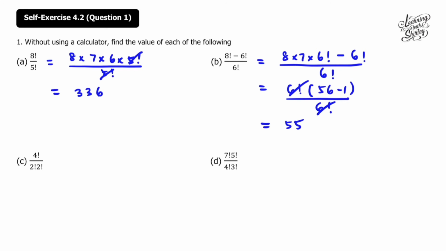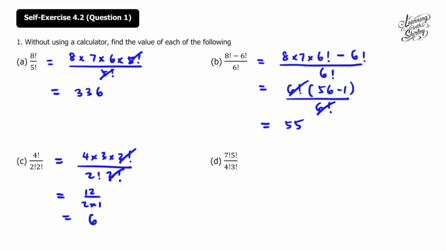Okay, now let's solve for C. 4 factorial over 2 factorial times 2 factorial. So 4 times 3 times 2 factorial. We stop here because we can cancel off the 2 factorial top and bottom. So 4 times 3 is 12. Then 2 factorial is 2 times 1. So 12 divided by 2 is equal to 6. And this is the answer.